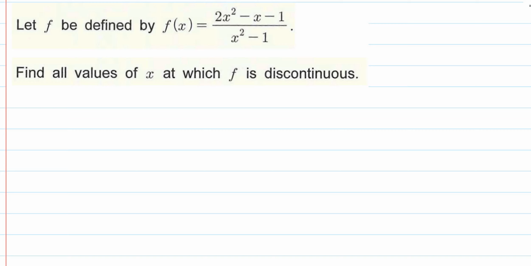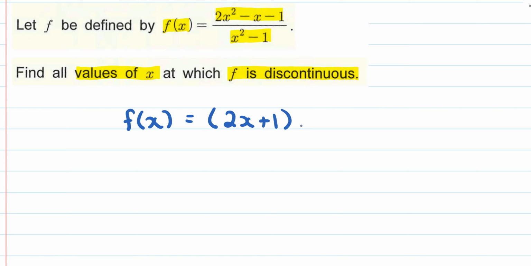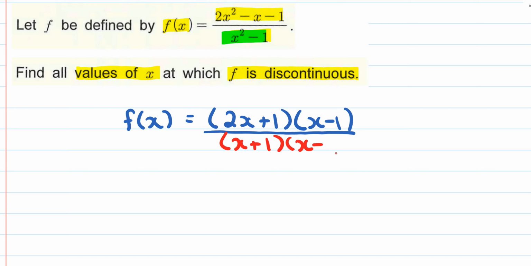We have a similar follow-up question where once again we're given a function f of x, which is this rational function right here. And for part 1 of this question, we need to find all values of x at which f is discontinuous. Okay, so if I take a look at this rational function, you may want to start by factoring the numerator, which is 2x plus 1 times x minus 1, and then let's factor the denominator using a difference of squares. So this is the classic x plus 1 and x minus 1.